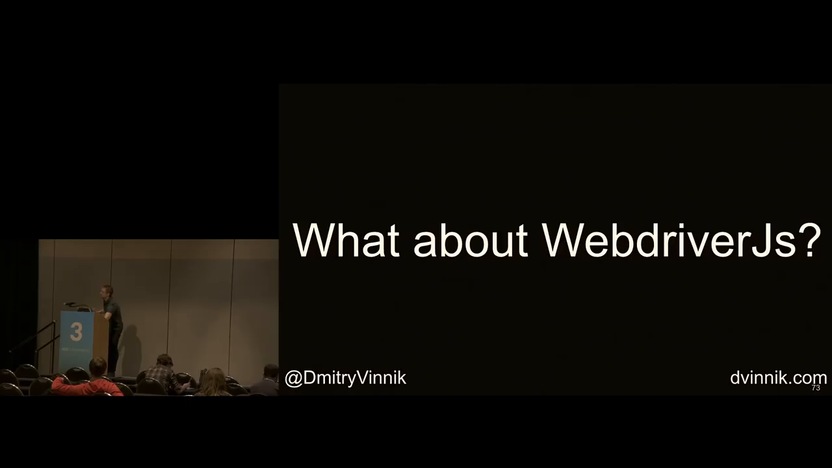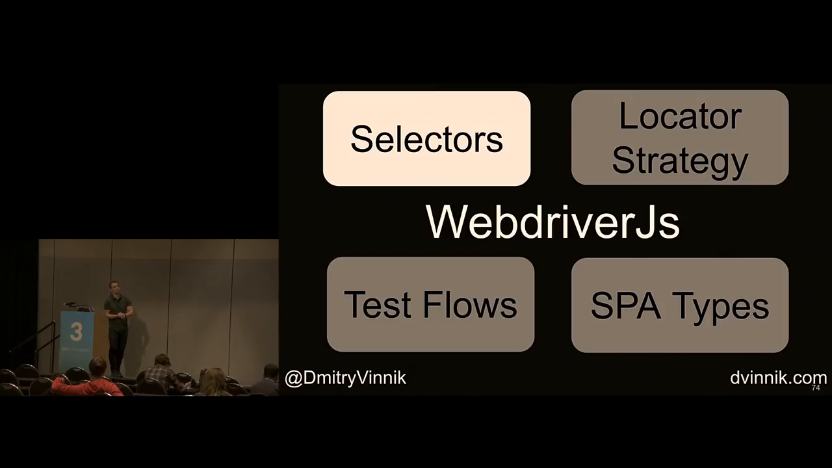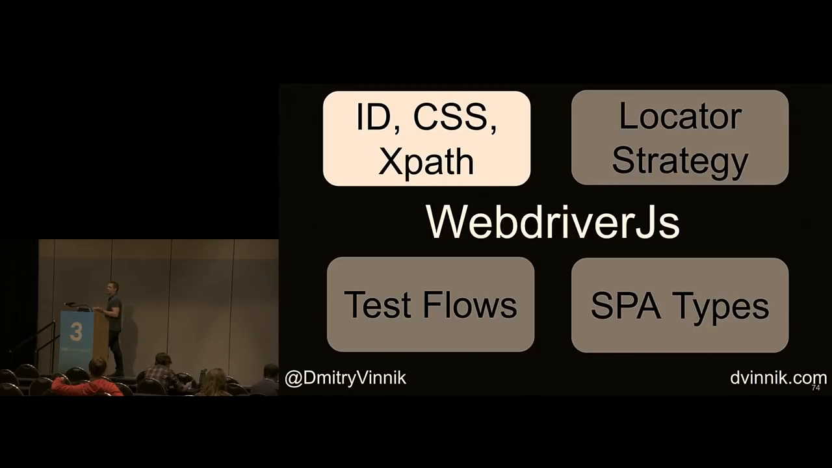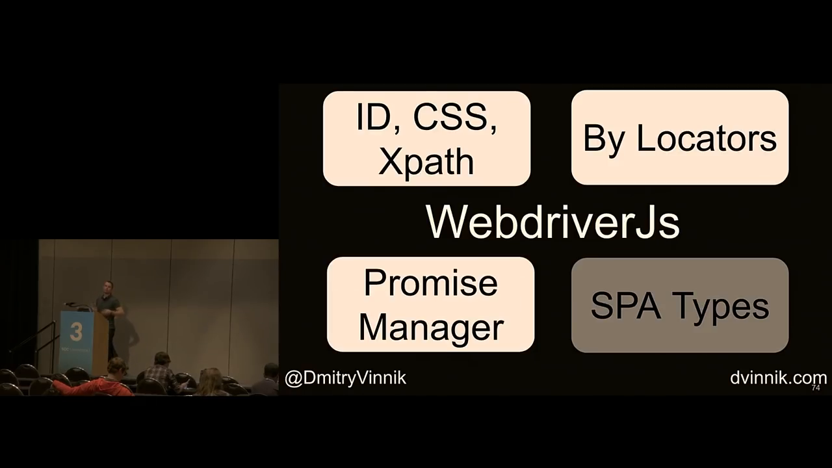So when it comes to WebDriver.js and those four points, in terms of selectors, it's again very similar to what people are used to on a backend, server-side WebDriver testing, where it's all by ID, CSS, XPath, whatever you prefer. Obviously, there are more preferable ways to do that. In terms of locator strategy, it's fairly simple. It's those by elements, by locators, nothing special here. For the test flow, for the longest time, there was something called Promise Manager in Selenium WebDriver.js, which made you perceive as if you were writing code synchronously. Because one of the biggest complexities when it comes to writing JavaScript and Node.js is the handling of asynchronous flows.